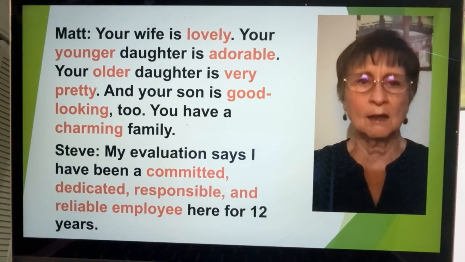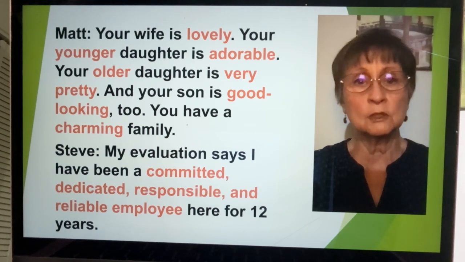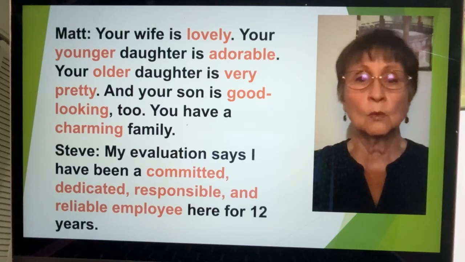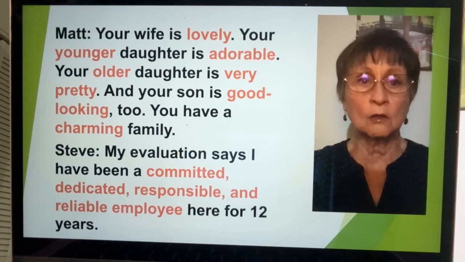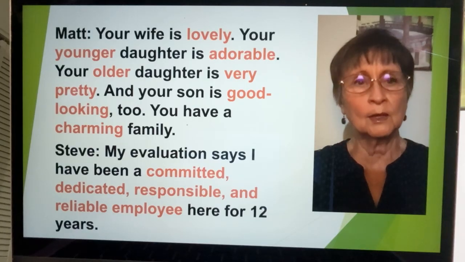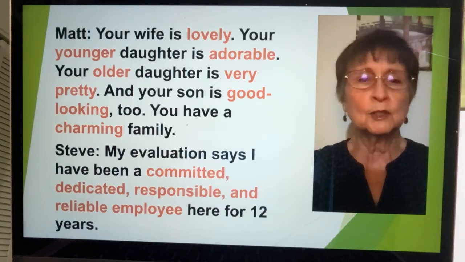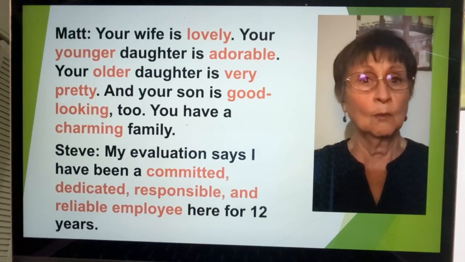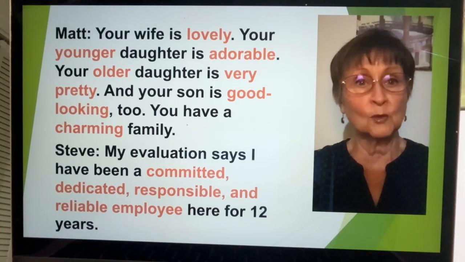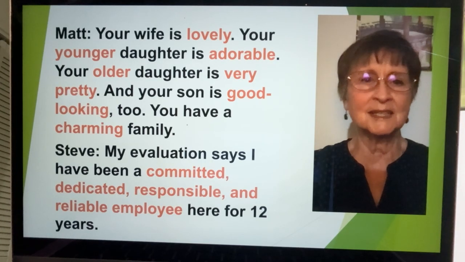Your wife is lovely. Your younger daughter. Now, why did I say younger instead of youngest? Because there are only 2 daughters. So one is younger, and we don't use est. Your younger daughter is adorable. Lovely, adorable, cute. Those all mean basically the same thing. Adorable is used many times with children more than adults, unless it's your boyfriend or girlfriend. They might be adorable, but they basically mean the same thing.